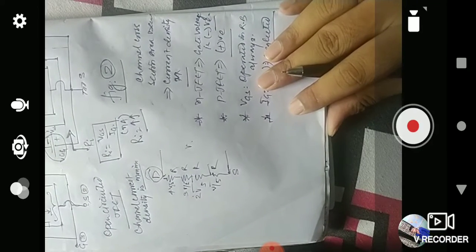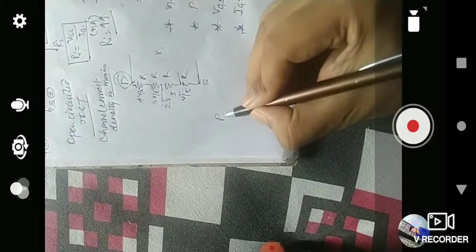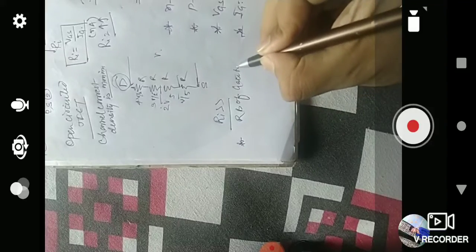The larger input resistance in a JFET is due to the reverse biasing of the gate to source junction, and second, the negligible gate current. Because of this, input characteristics can't be plotted.